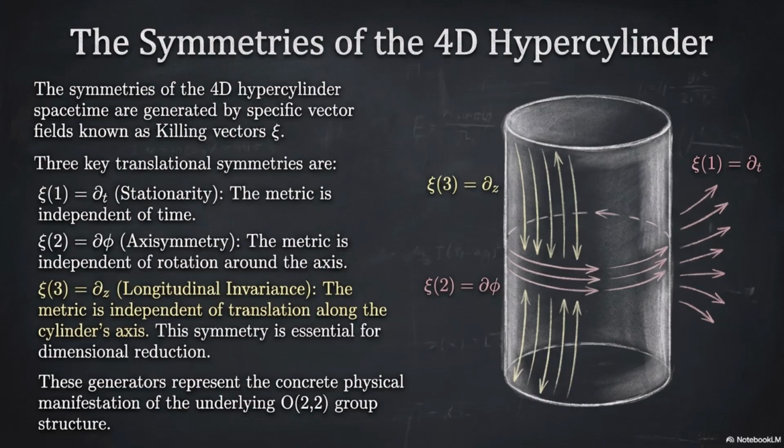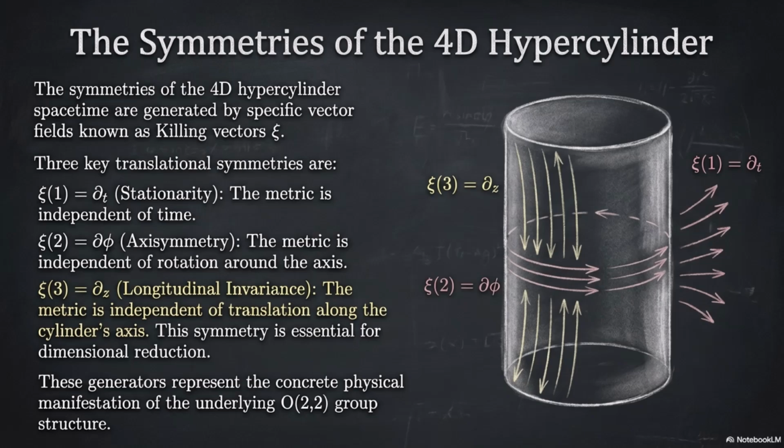First, you have stationarity. The metric doesn't change with time. That's your partial T. Then axis symmetry. It's independent of the rotation angle, partial phi. And the third, the linchpin for this whole thing, longitudinal invariance, partial Z. And that's the key. It means the geometry is the same no matter where you are along the central axis of the cylinder. That independence from Z is what makes dimensional reduction even possible.